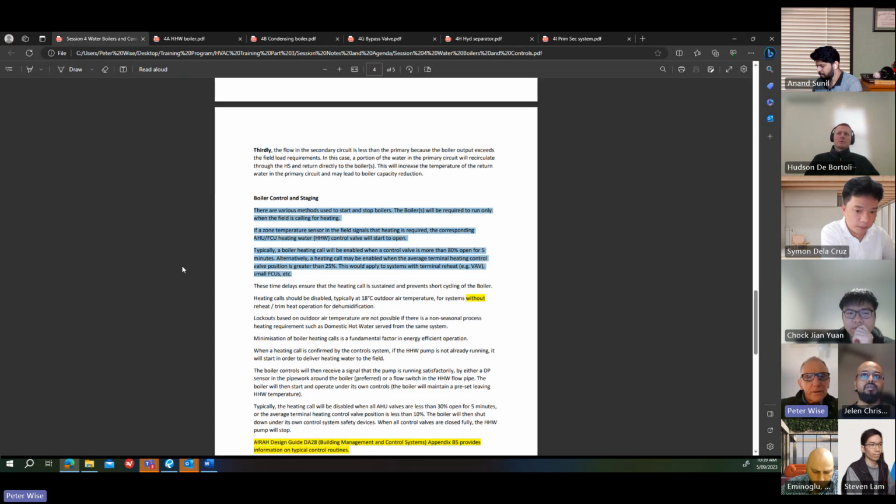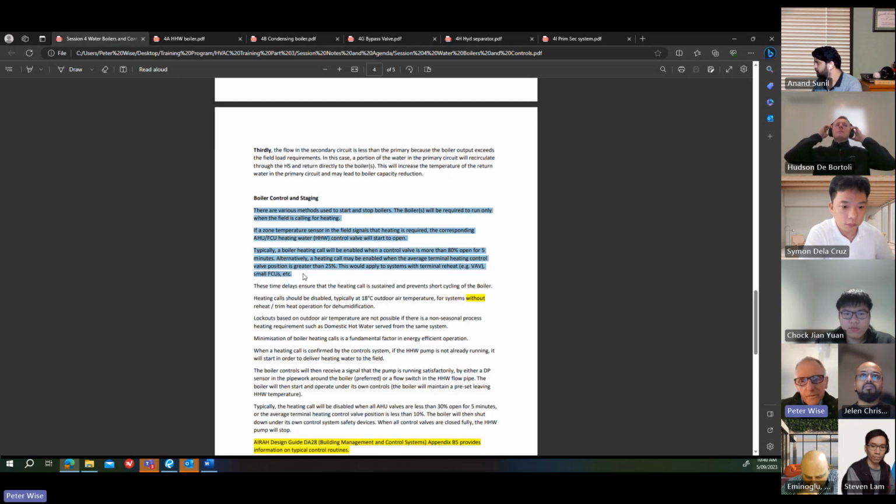Okay, so you've got a temperature sensor in a space. It's saying that it needs heating. So the first thing that happens is the control valve starts to open at the coil. Typically, a boiler heating coil will be enabled when a control valve is more than 80% open for 5 minutes. Now, this is taken from the ERA design guide, DA28. It's one way of doing it. It's not the only way, but I've just given this as an example.